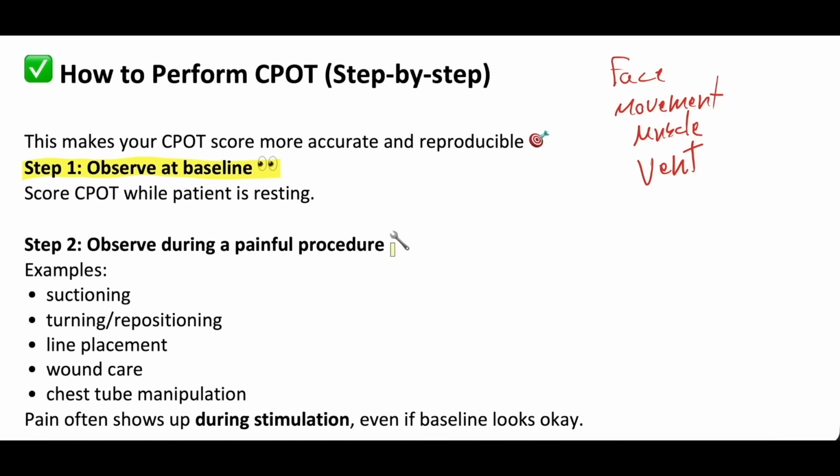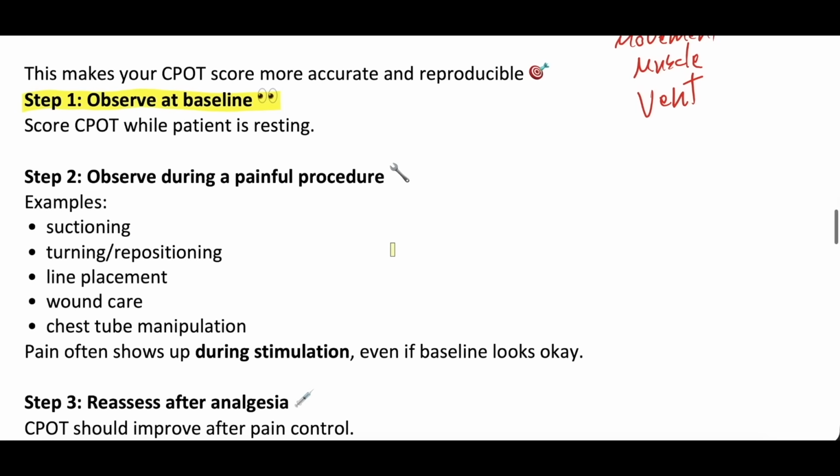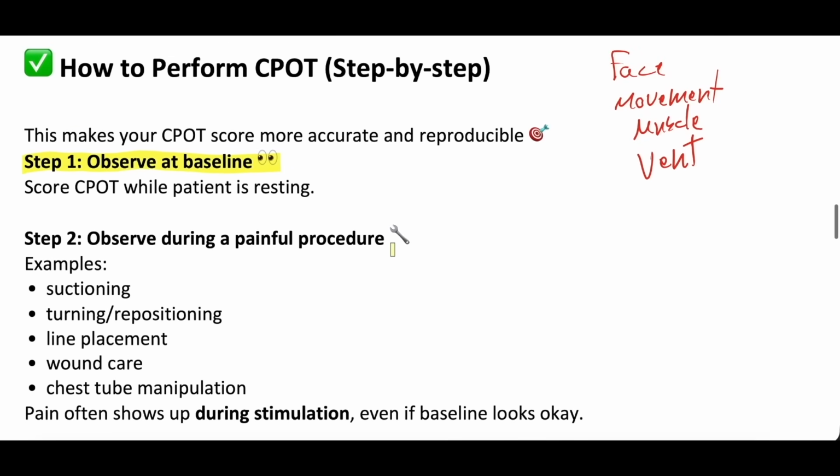So step 1, observe the patient at baseline. Score them while they're resting. What does their face look like? Are they moving anything? Do they look like they have good synchrony with the ventilator? Step 2, observe them during some type of more uncomfortable procedure. Maybe they're getting suctioning, turning or repositioning, wound care, all that good stuff. Because pain sometimes shows up during stimulation, even if at baseline they look okay.